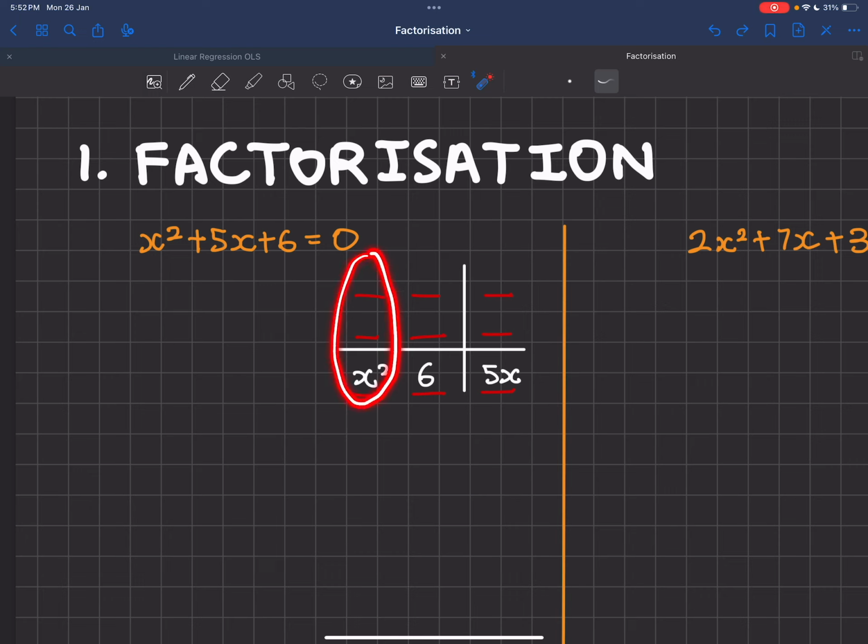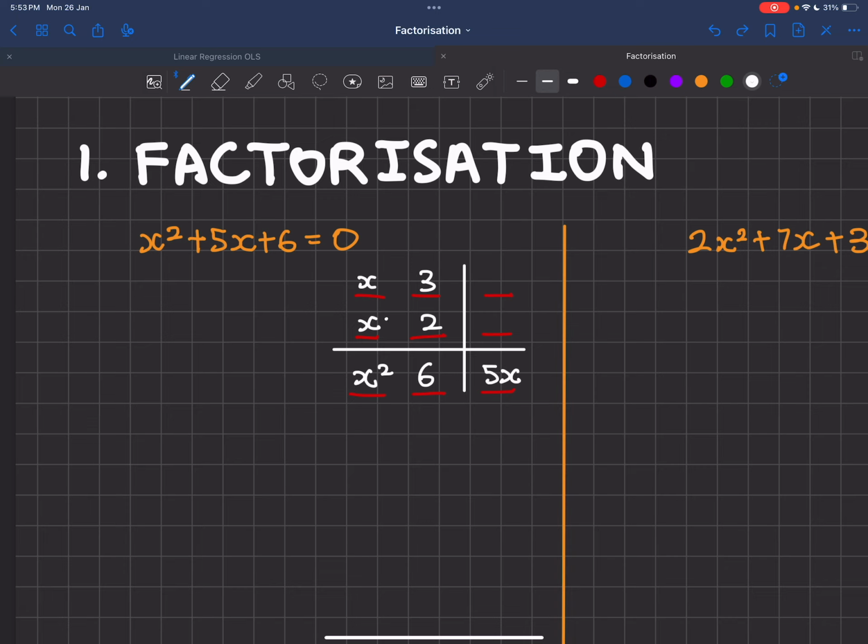How do we get 2 entries to multiply to get x squared? We get x and x, right? X times x is x squared. Or we can do negative x, also brings us x squared. But first we do x when you see x squared. What about 6? We can do 6 times 1. Or we can do 3 times 2. Or negative 3 times negative 2. So which one do you think will work? Probably 3 times 2, right?